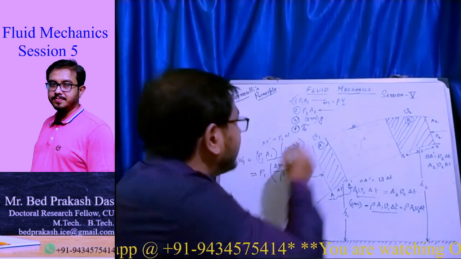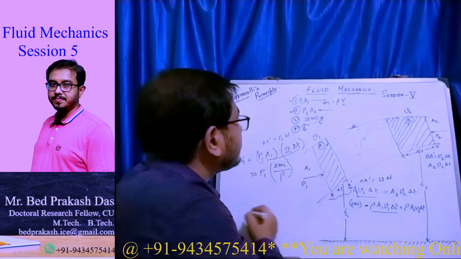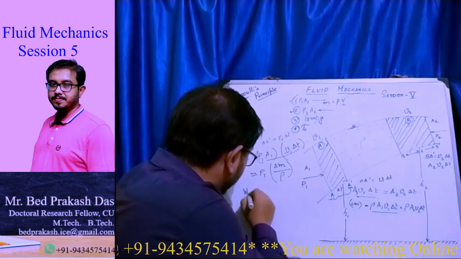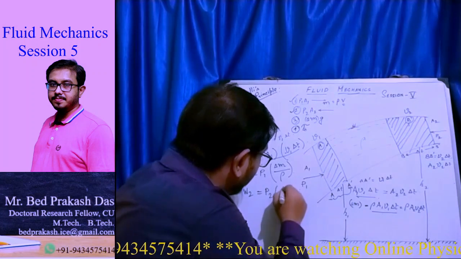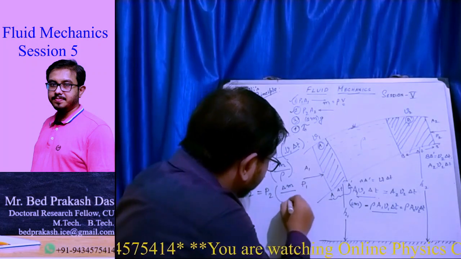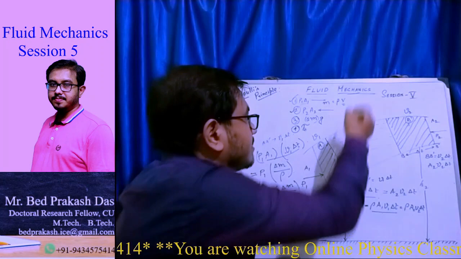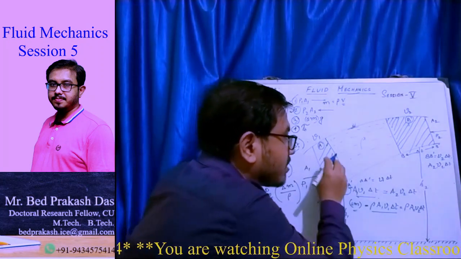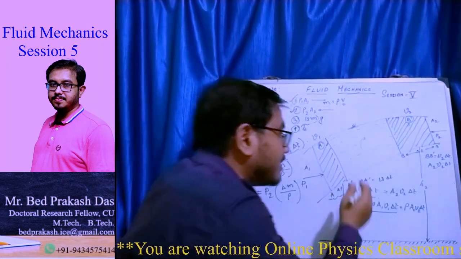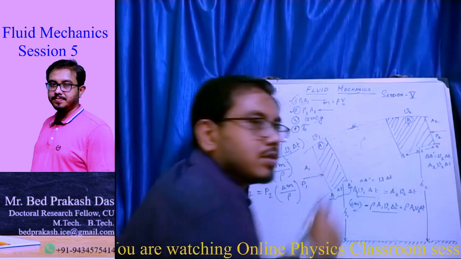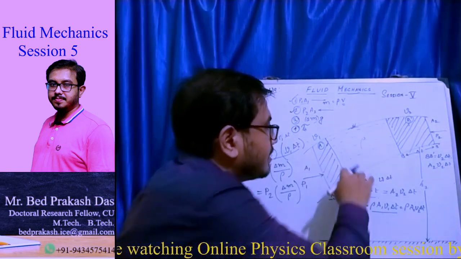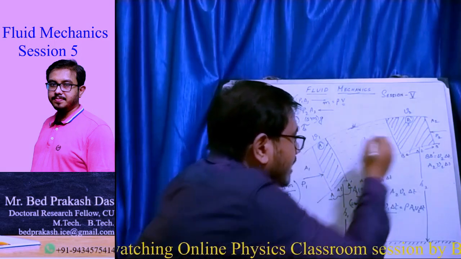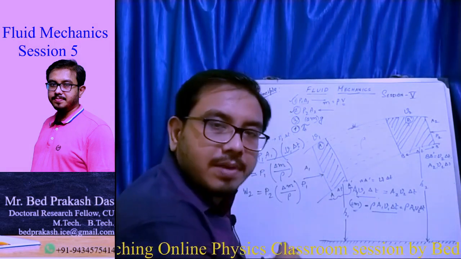Similarly, for this part we can calculate the work as P2 into delta m by rho, since the mass is the same for this section and this section, and the rho throughout the system is constant, since we are taking the fluid as incompressible.